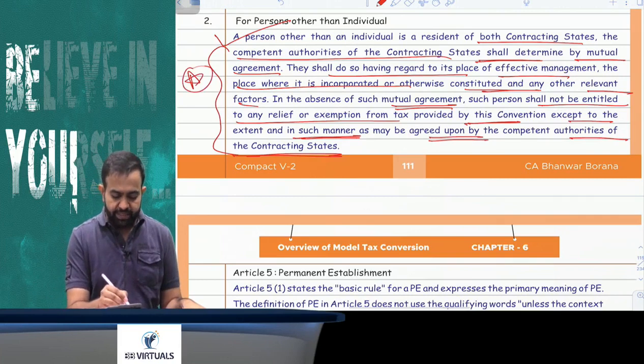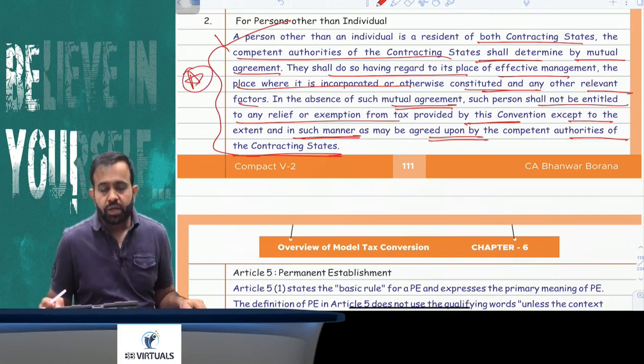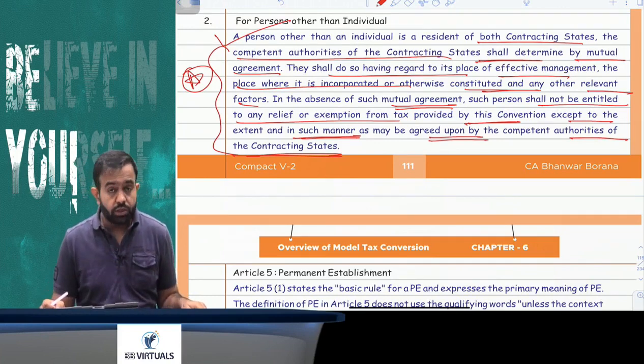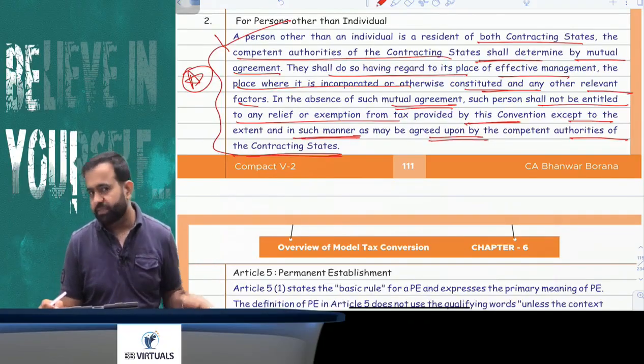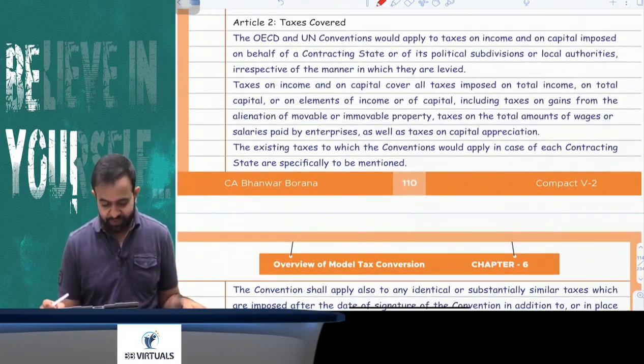So in simple words, I can say that if a person other than an individual is a resident of both the contracting states, in that case their residential status will be settled by the competent authority. Done. Now next part, directly coming to article number 2.